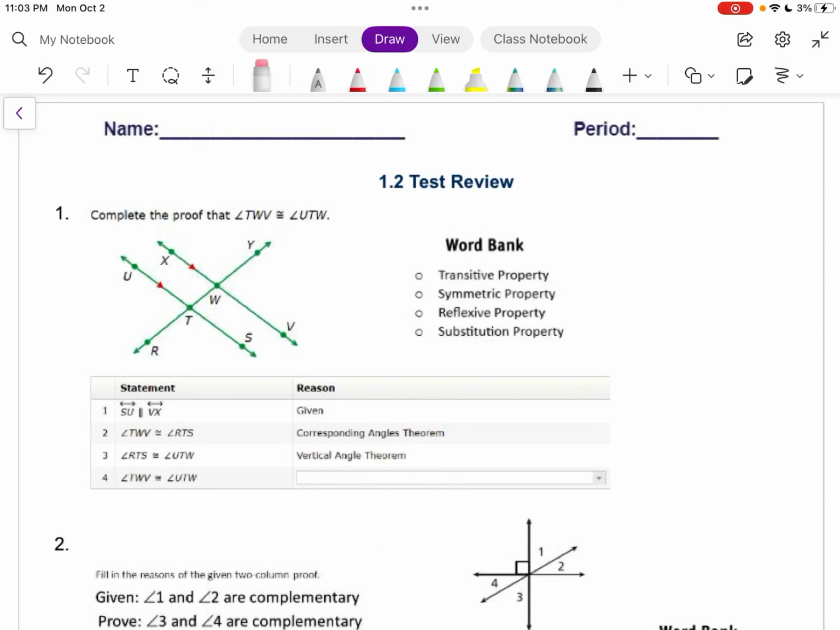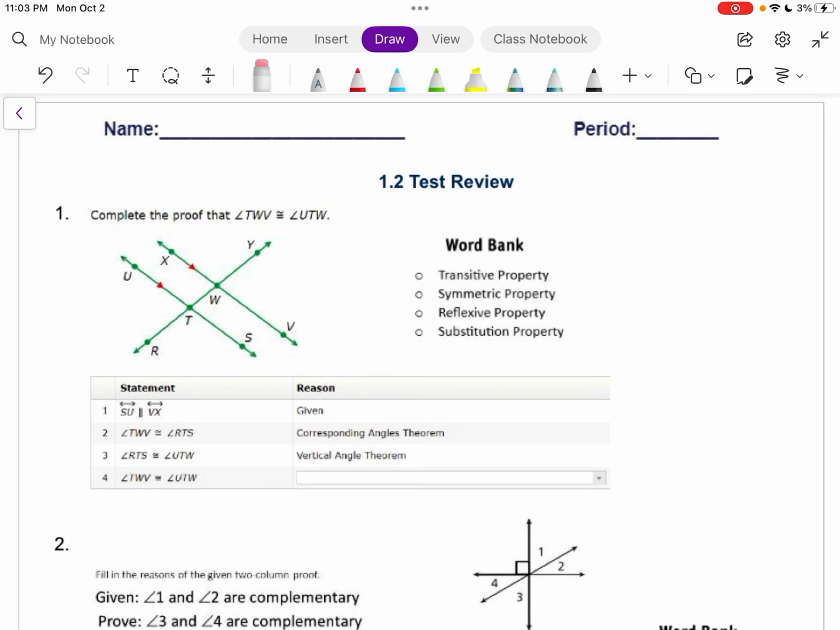Today we're going over the 1.2 test review. Unit 1.2 is all about proofs and logic. And proofs and logic involve us using proof properties, vocabulary words, and logical statements. So let's do all of that in this test review now.